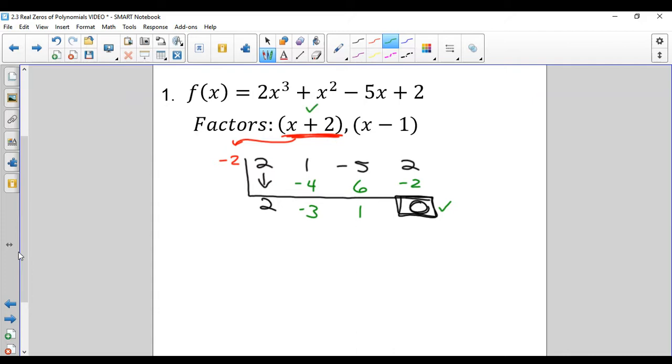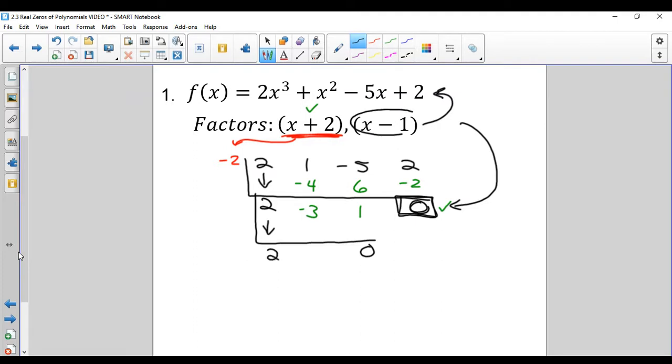x plus 2, verified. x minus 1, I need to verify. What I'm going to do is I'm going to drop another box down. And if x minus 1 is a factor of the top, it's also a factor of what we ended up with here. So I'm going to use that to my advantage. I'm going to drop down the 2. I'm going to take this negative x minus 1, plug it outside and run that through synthetic, just what I have left. All right, so I want to end up with 0 here. And that's what we should end up with.